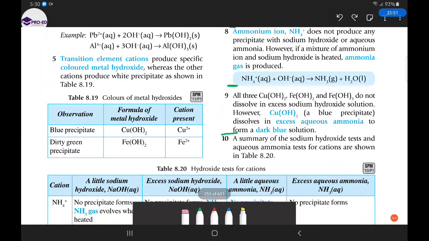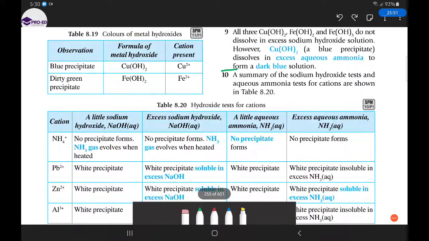Now we can go to number 8. If you look at number 8, they said ammonium ions do not produce any precipitate with sodium hydroxide or aqueous ammonia solution. So if it's ammonium ions, guys, whether you add sodium hydroxide or aqueous ammonia, whether you add them in excess or not, it really doesn't matter, because if ammonium ions are present, it will not form a precipitate. And we can prove that.